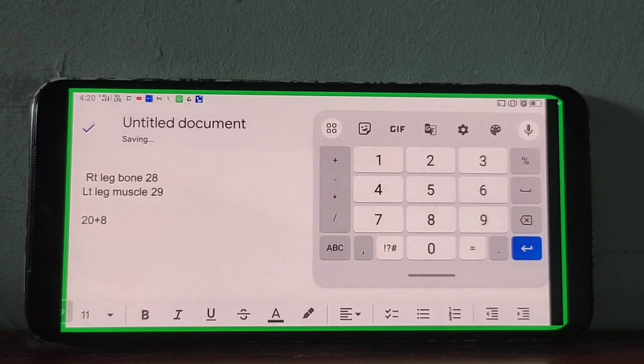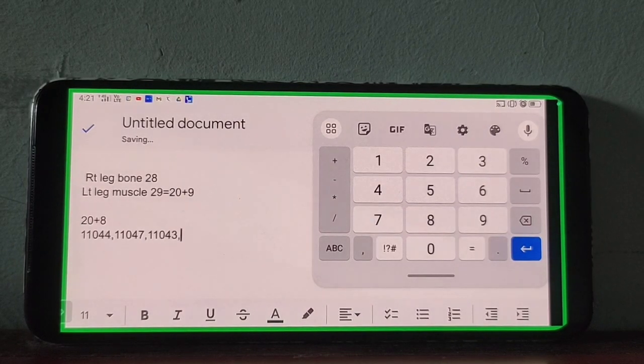First 20, for the first 20, 11044. 11047. Then next, what is the code? How can we split the code for muscle? 20 plus 9. What is the code for the first 20 muscle? 11043. 39 for 9: 11046. Modifier 59. Yes, here we are reporting bone code and muscle depth, so we should add modifier 59.